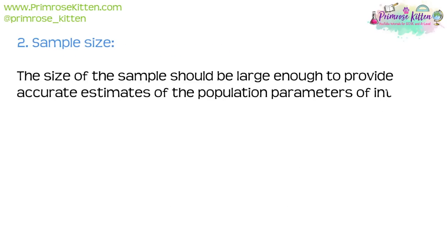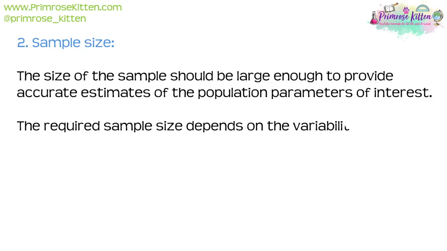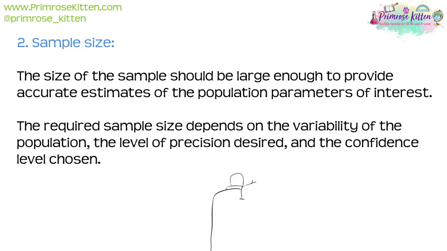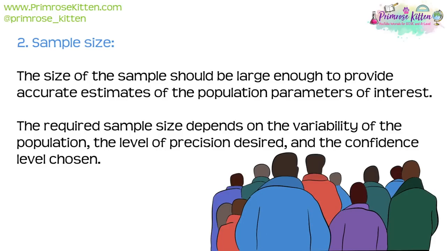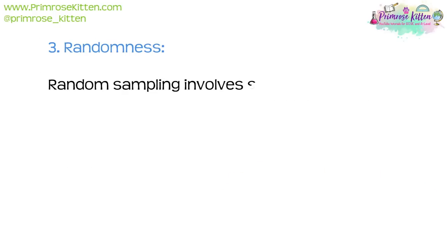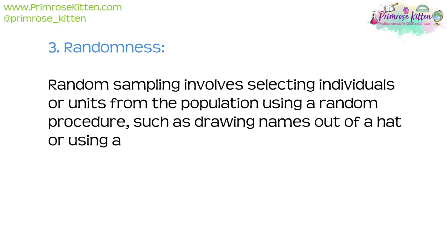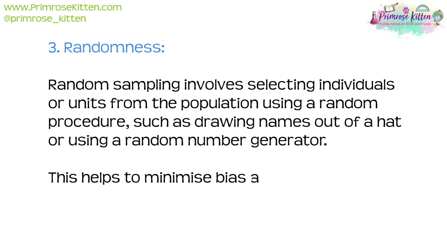The second is sample size. The size of the sample should be large enough to provide accurate estimates of the population parameters of interest. The required sample size depends on the variability of the population, the level of precision desired, and the confidence level chosen.